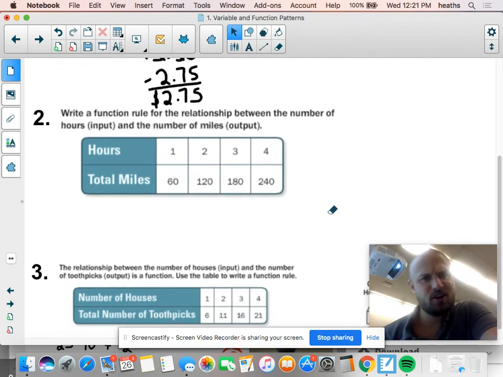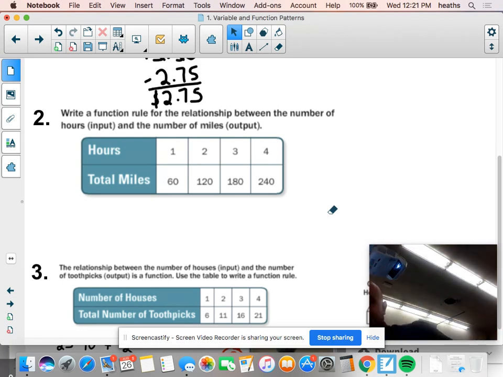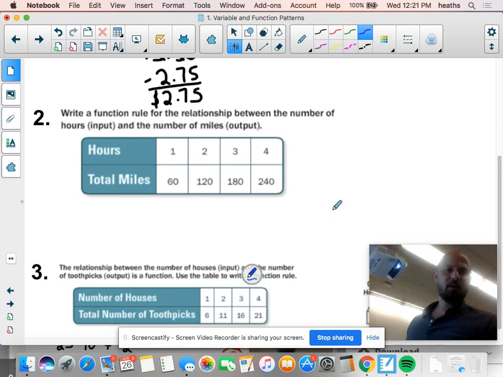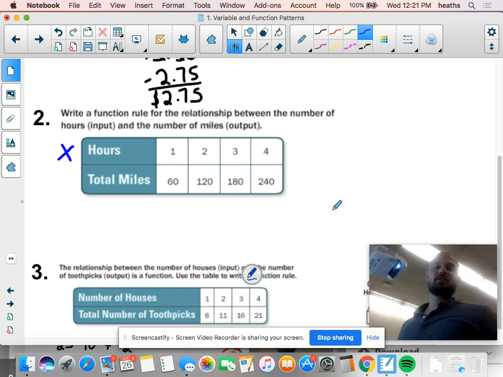Number 2, write a function rule for the relationship between the number of hours, the input, and the number of miles, the output. I kind of like labeling these. So hours, just to make life easier for me, it just told me that's going to be the input, which is another term for the X value. And the total miles is going to be the output, or the Y value. So hopefully that gets you started on writing a function rule for this particular one.